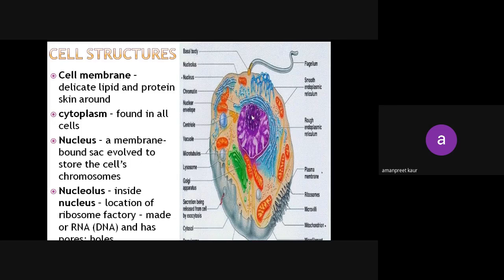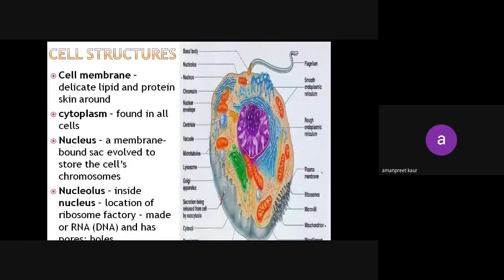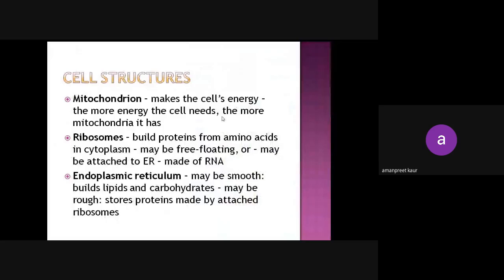The nucleolus, this part, like the purple flower kind of part, is inside the nucleus. It is the location of the ribosome factory, made of RNA and DNA, and it has pores. Then the mitochondria, these orange particles, are called mitochondria. The mitochondria are also called the powerhouse of the cell.